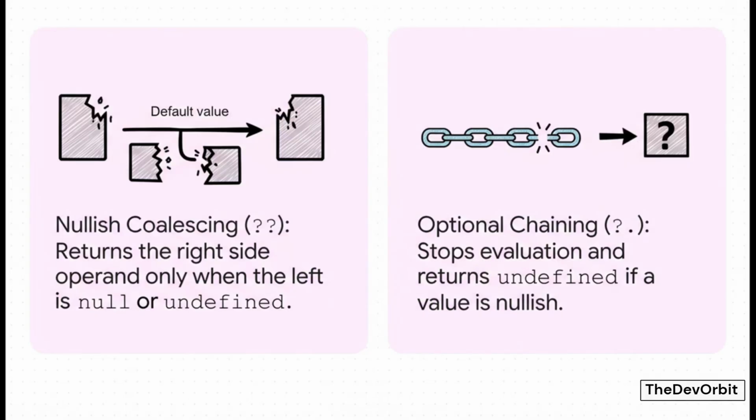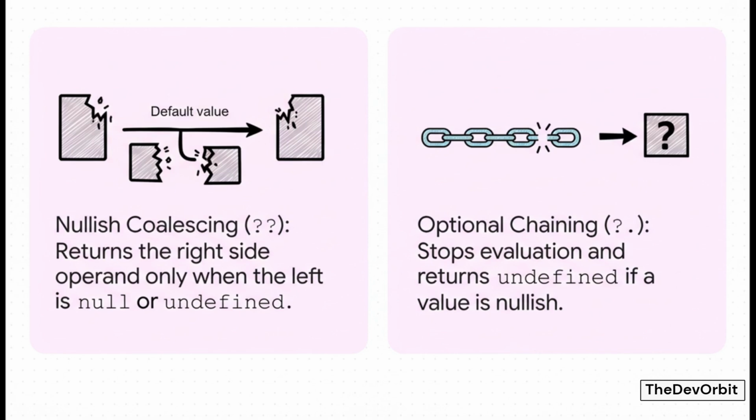Okay, these two are lifesavers. They solve such common headaches. First up, the nullish coalescing operator. That's the double question mark. It lets you provide a default value for something, but, and this is key, only if the original value is null or undefined. It's way more precise than the old trick of using the OR operator.